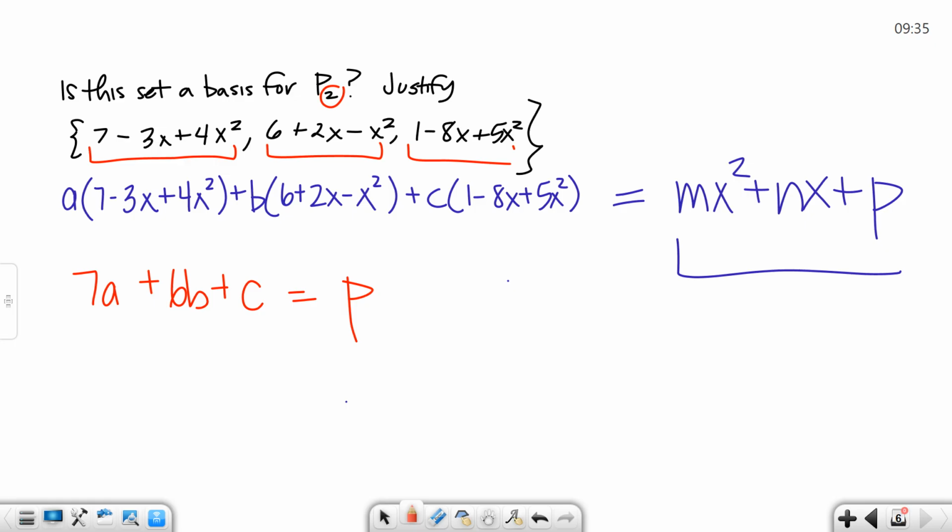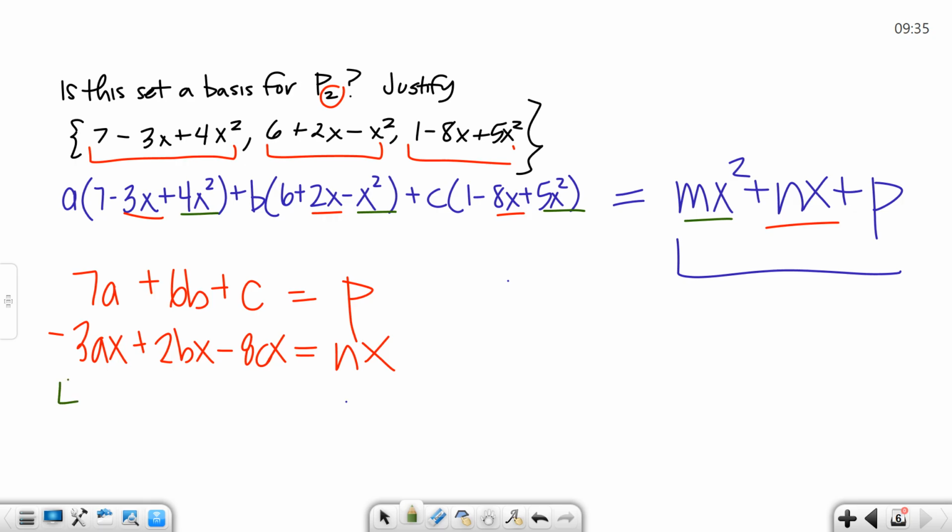So then I'm going to take all of my first degree terms. So negative 3ax plus 2bx minus 8cx would equal nx. So this is all the x terms. Negative 3ax plus 2bx minus 8cx equals nx. So then we'll do all the x squared terms. So we're going to say 4ax squared minus bx squared plus 5cx squared equals mx squared.